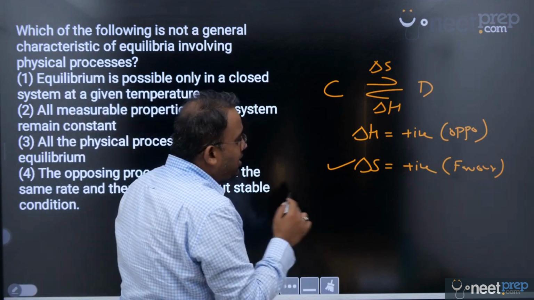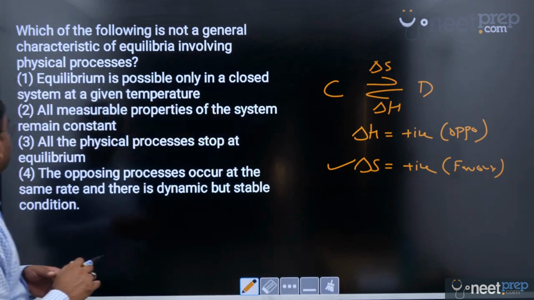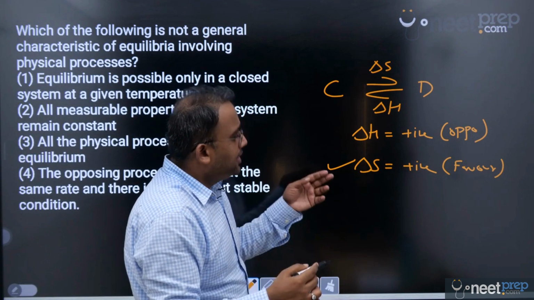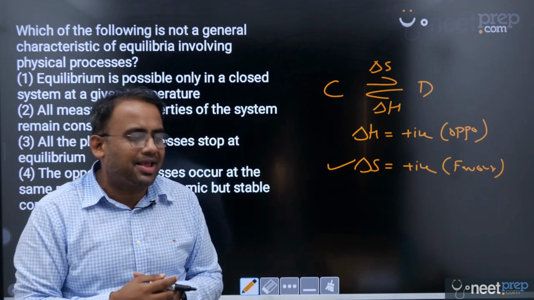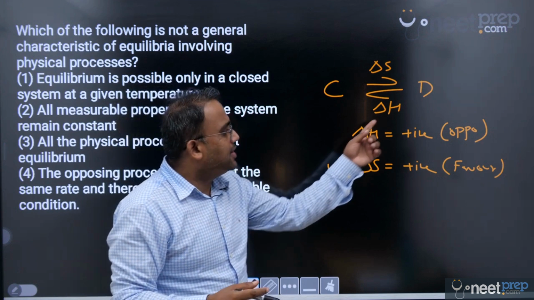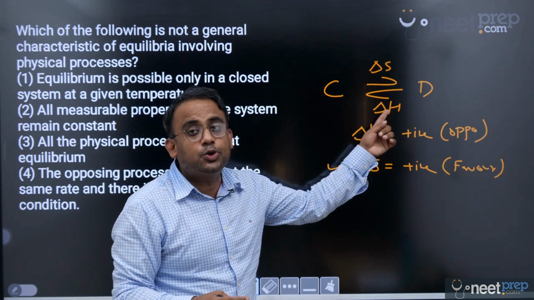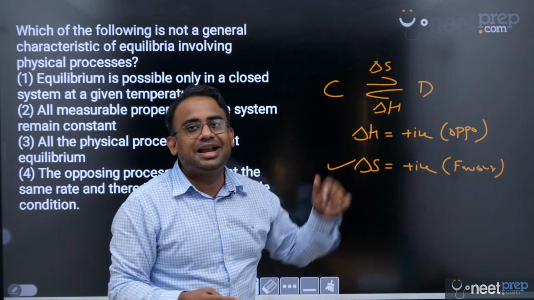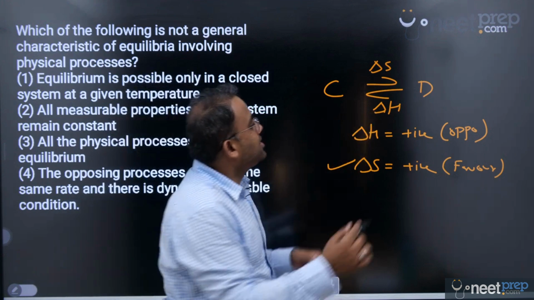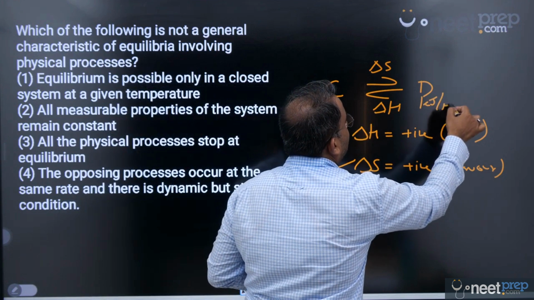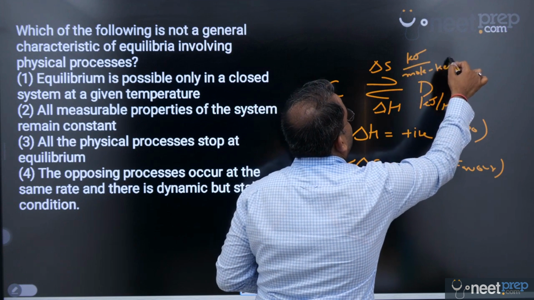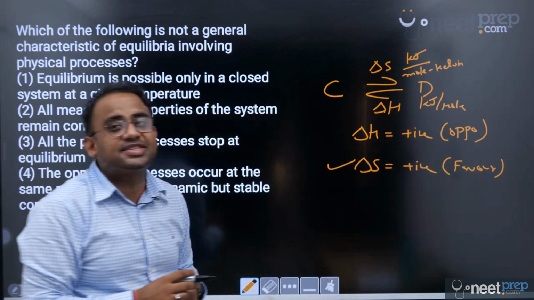Now at equilibrium, what happens is that these two driving forces become equal, but I will have to make a certain adjustment. Students, the unit of delta H is kilojoule per mole, and the unit of delta S is kilojoule per mole per Kelvin. So these two quantities have units of kilojoule per mole and kilojoule per mole per Kelvin. So these two factors don't have the same unit.